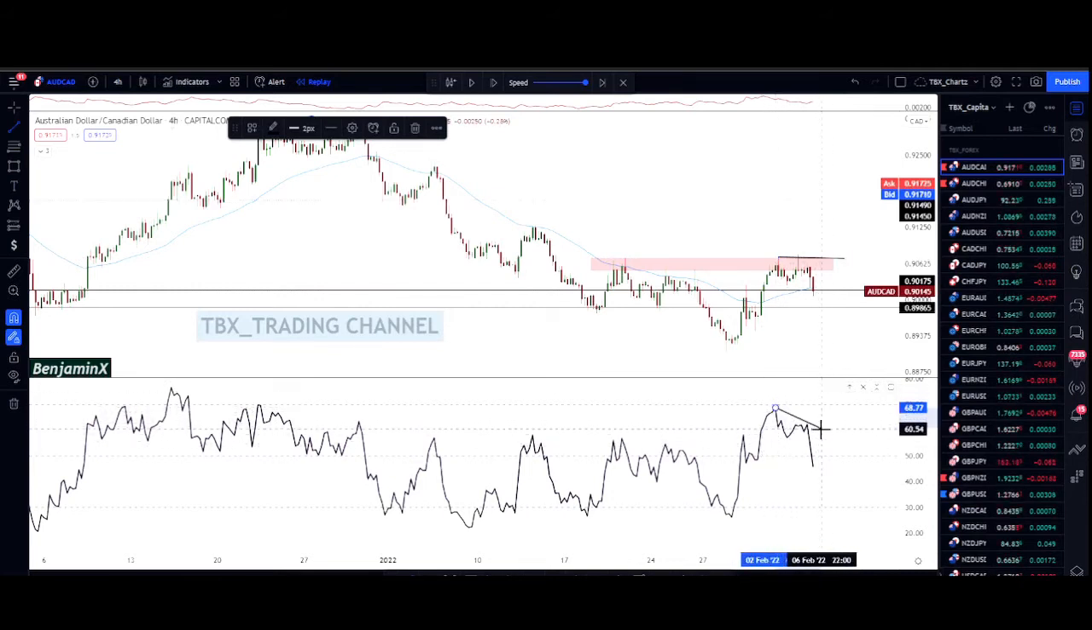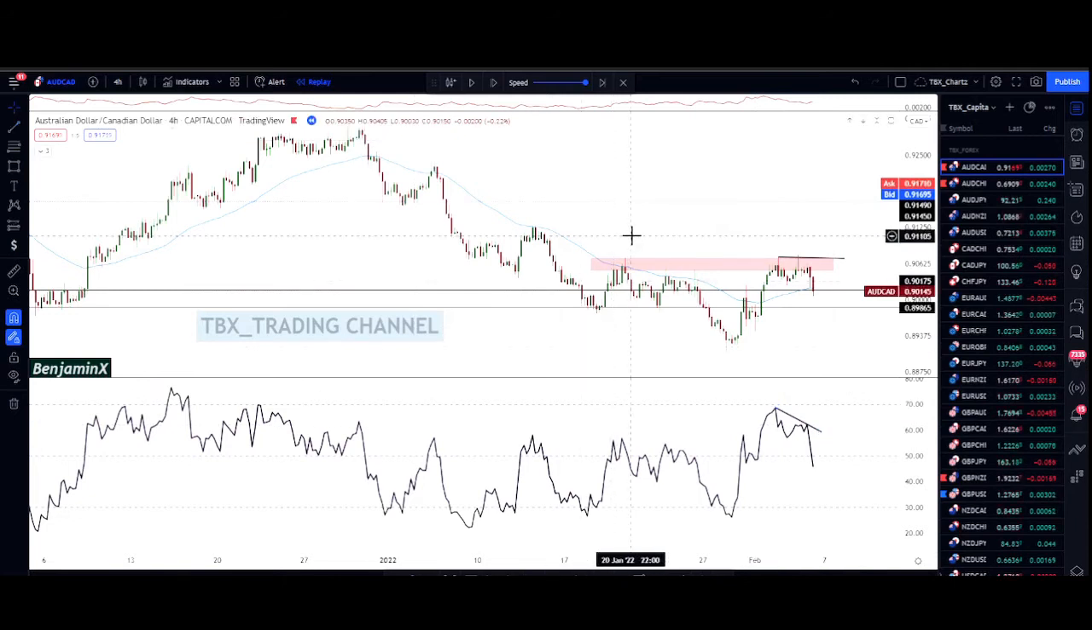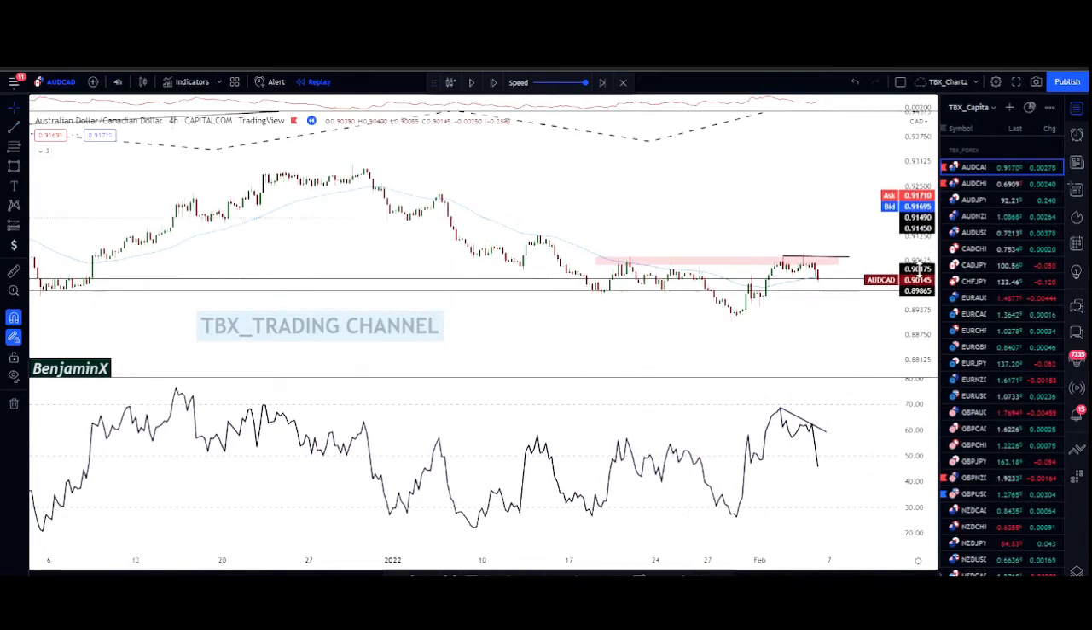So this is a bearish divergence. It is called an exaggerated bearish divergence. But if you look at the big picture, most of the time when you're looking at the forex market, try to look at the big picture.